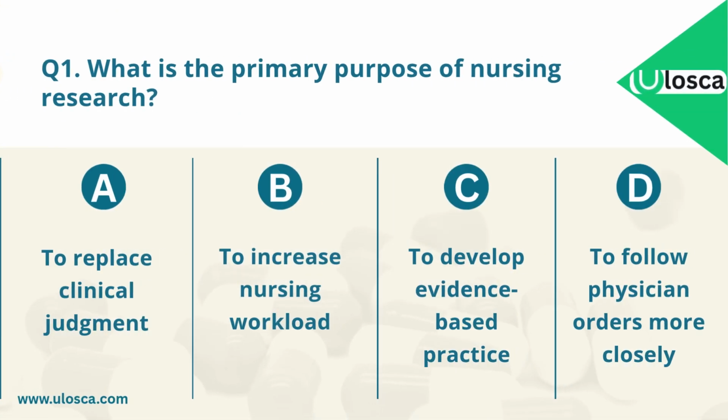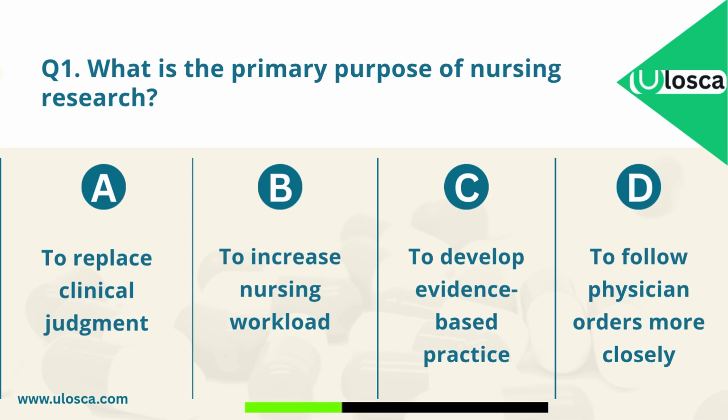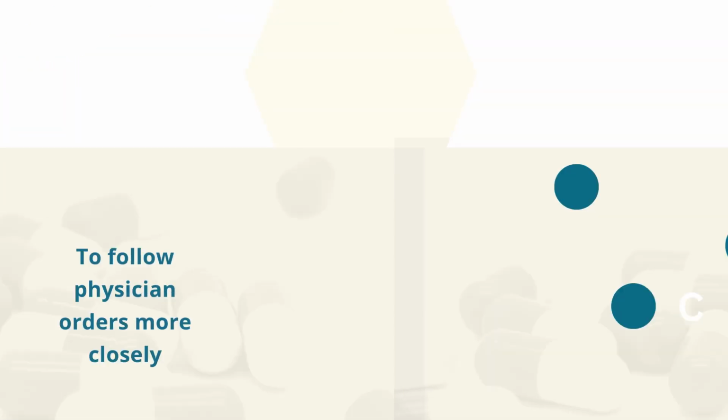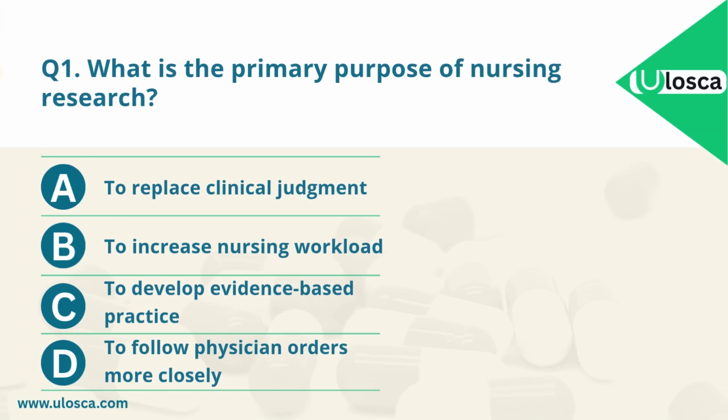Question 1. What is the primary purpose of nursing research? A. To replace clinical judgment. B. To increase nursing workload. C. To develop evidence-based practice. D. To follow physician orders more closely. Which one is the correct answer? The correct answer is C. To develop evidence-based practice.